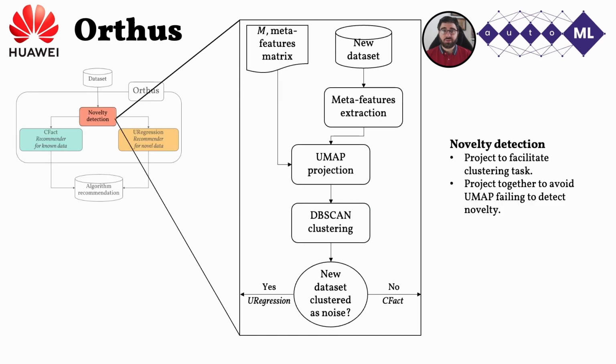The first building block of authors is its novelty detection module. When a new dataset arrives, its meta features are extracted, and they are projected together with the original dataset's meta features using UMAP, and then clustered. The label for the new dataset is extracted, and if it hasn't been assigned to any cluster, or it is assigned to an excessively small one, authors decides it doesn't have enough previous data to extract fine-grained patterns and passes it to our recommender for novel data, uregression. If, on the other hand, the dataset is assigned to a big enough cluster, it is passed to our known data recommender, CFACT. Let's now go over these two.